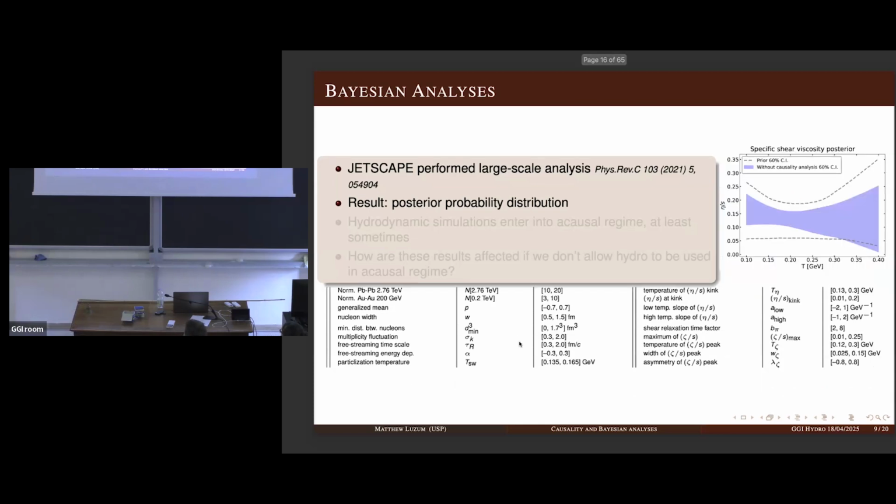Yes, because of the prior. So that's what I was saying before. We don't actually have compelling evidence from the observables that we use to constrain this that you have any temperature dependence. So this shape is kind of inherited from the prior, right?